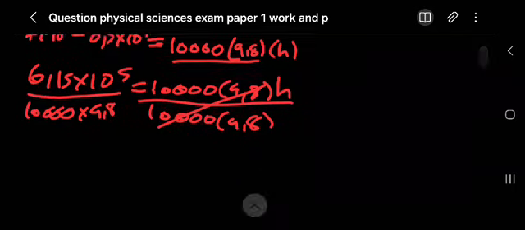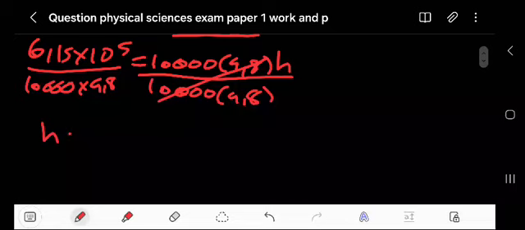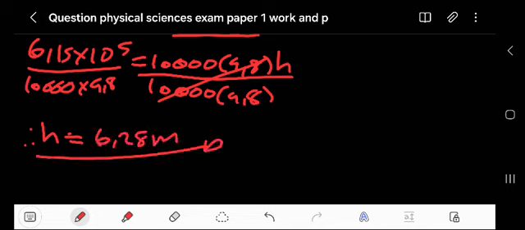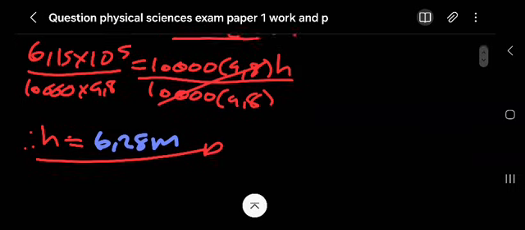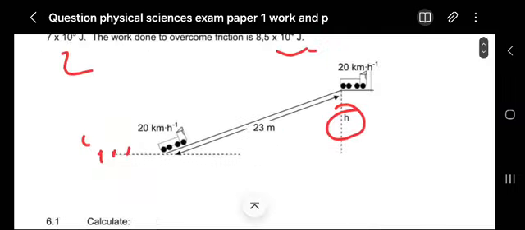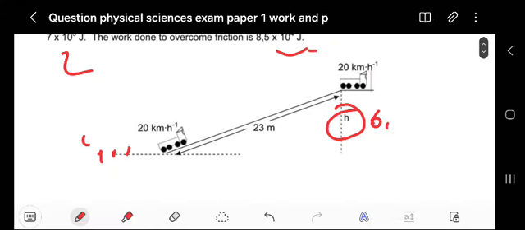So what will be h? Therefore h will be 6.28 meter. That is our h, right? So we found the height there, which is 6.28 meter.